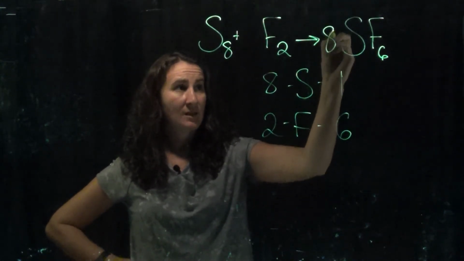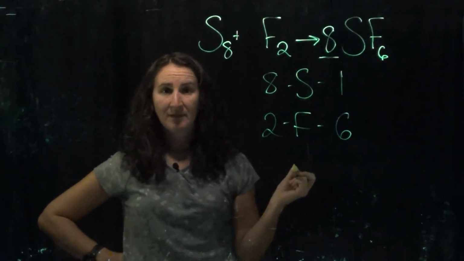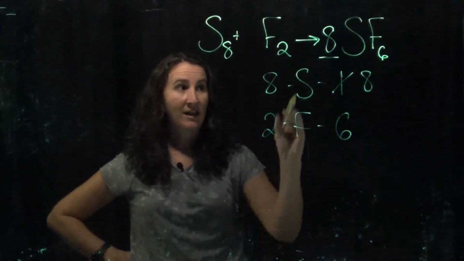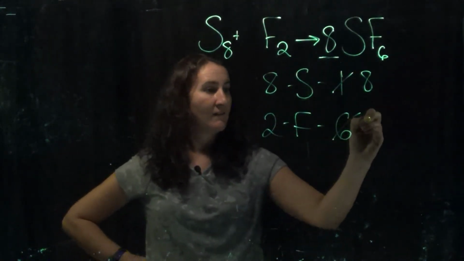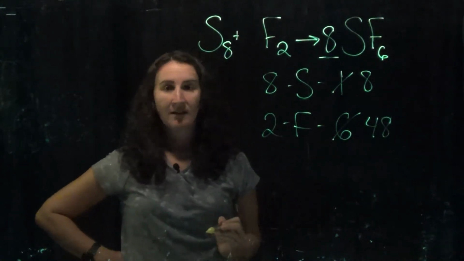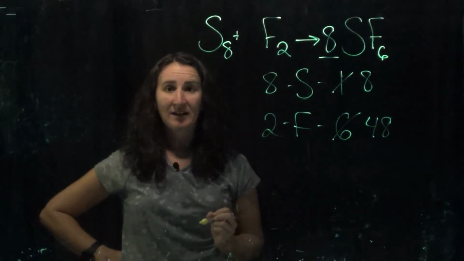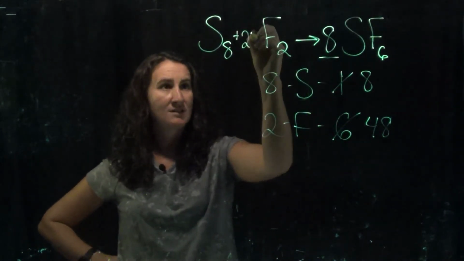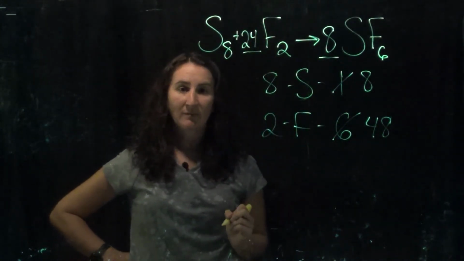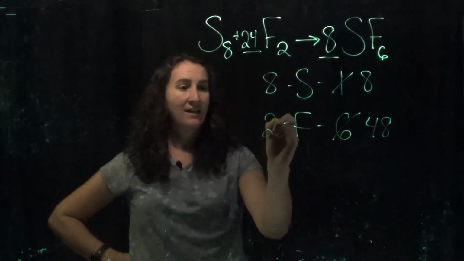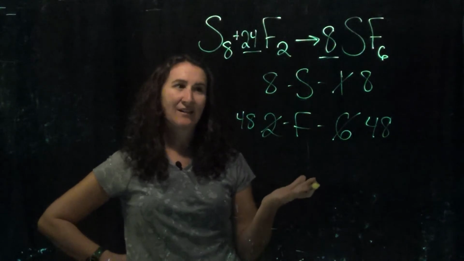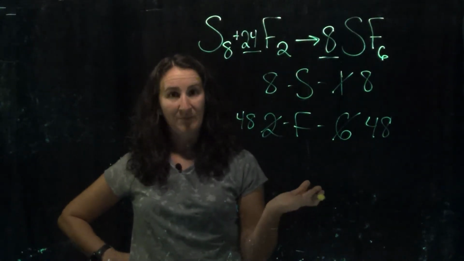In order to balance them, I can place an 8 in front of my sulfur. That now changes this to 8. And then we've got 8 times 6 is 48. So then, how many fluorines do I need? It starts out with 2, so 48 divided by 2, I need 24, because 24 times 2 gives me my 48. And now I am entirely balanced. This is kind of a more easy example, but it's a good example nonetheless.